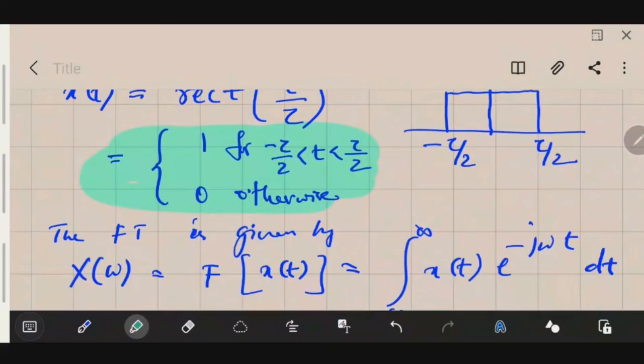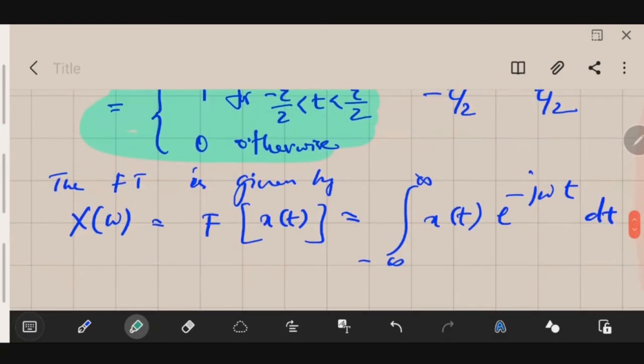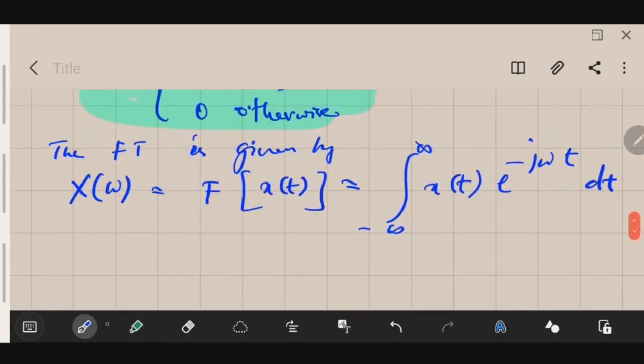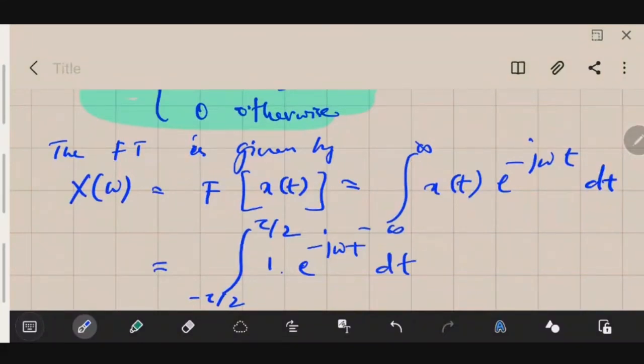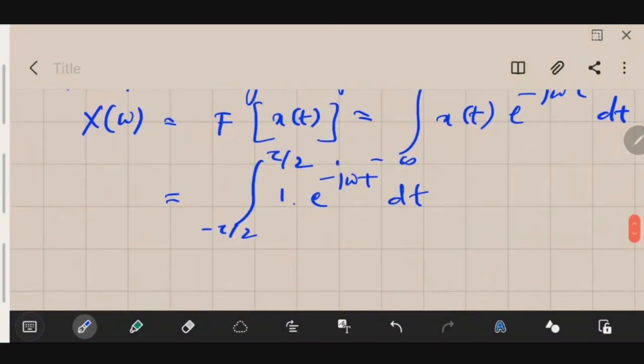You can see that this integral will reduce from minus infinity to infinity to minus tau by 2 to tau by 2, and x of t will be 1 during that duration. So we could write it as the integral from minus tau by 2 to tau by 2 of 1 times e to the power minus j omega t dt. You could now easily solve it. Just solve it and let me know what you are getting. Do it now and tell me how much you are getting.